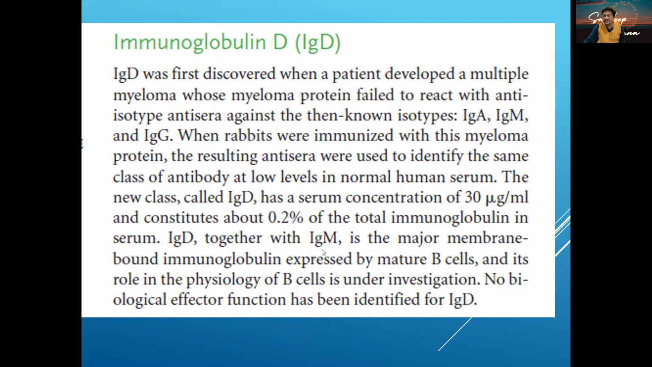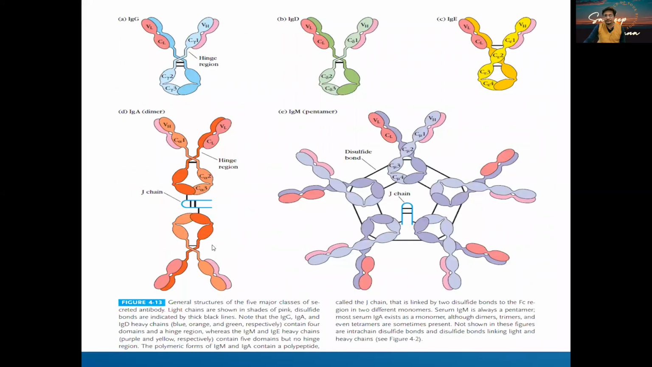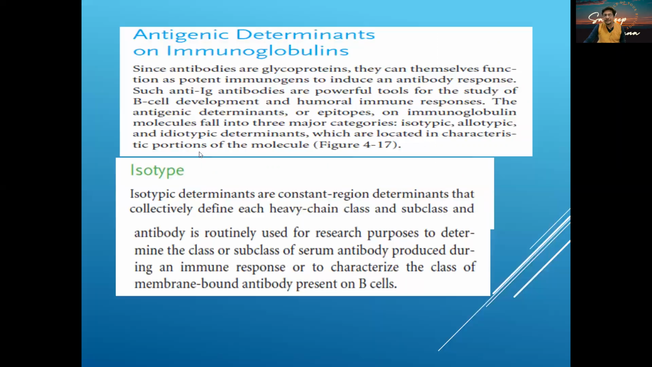IgD, along with IgM, are the major membrane-bound immunoglobulins expressed on the mature B cell. So you can see over here all the 5 antibodies, and I told you especially the hypervariable regions play an important role in binding with the antigen. The place where it binds to the antigen is called the epitope, and the place on the antibody is called the paratope. There are a few definitions we need to understand. One is going to be isotype.